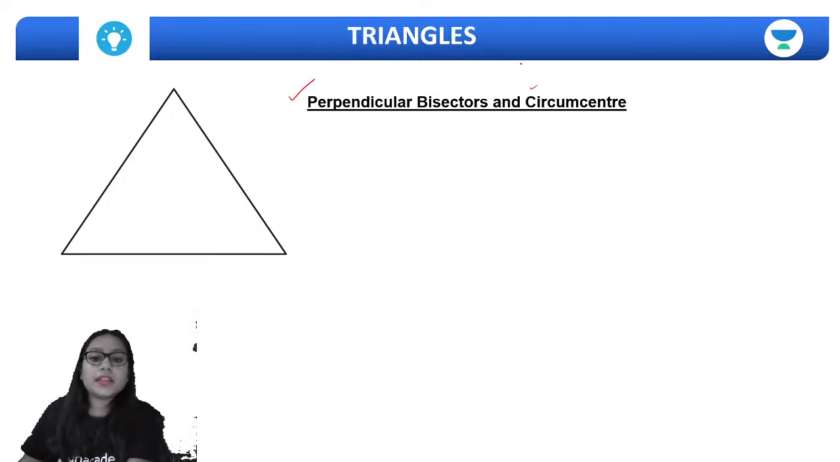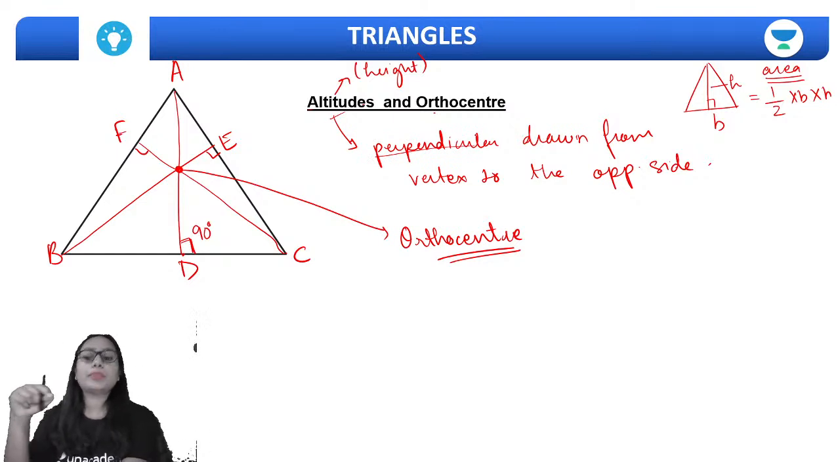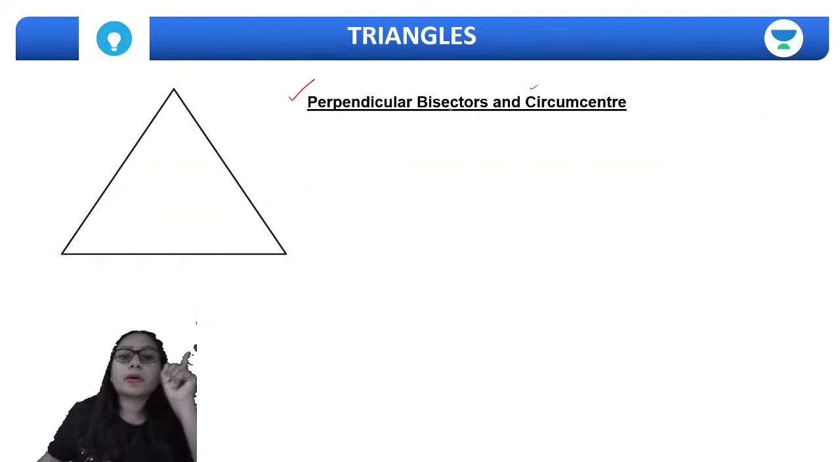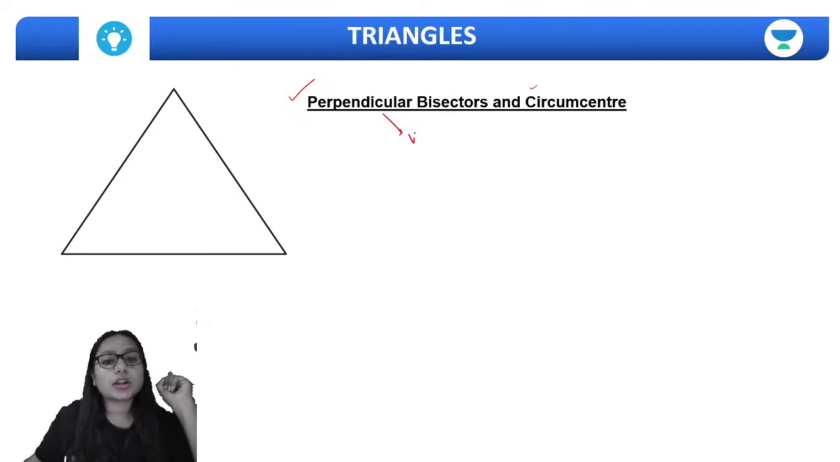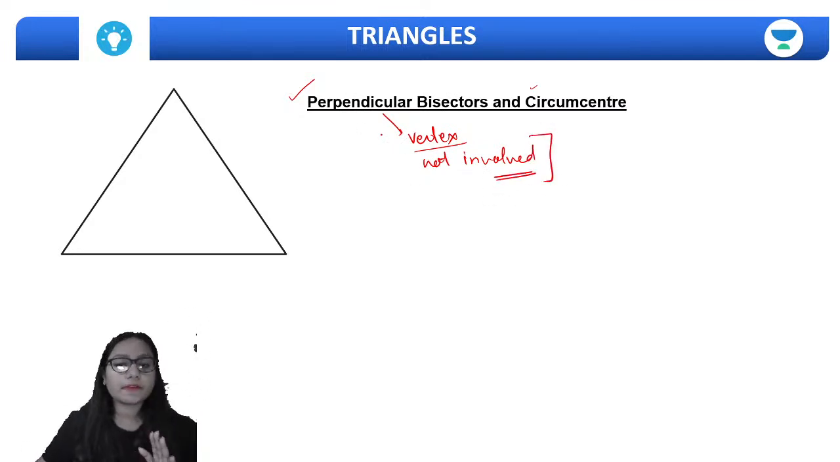Let's move on to the next set, that is perpendicular bisector and circumcenter. Now in the previous topic, when we were discussing the orthocenter, altitude is a perpendicular drawn from a vertex to the opposite side. But what is a perpendicular bisector? In perpendicular bisectors, the vertex is not involved. In altitudes, the vertex is involved. This is a common confusion many students have, so please be careful about this.